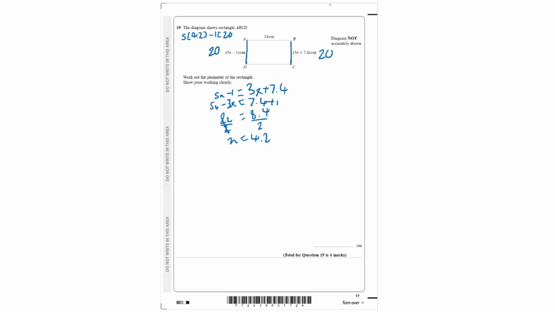this is also 20 centimeters. Side AB is equal to DC, so this is also 24 centimeters. So we can simply write this as 20 plus 20 plus 24 plus 24. This simplifies to 40 plus 48, or 88 centimeters.